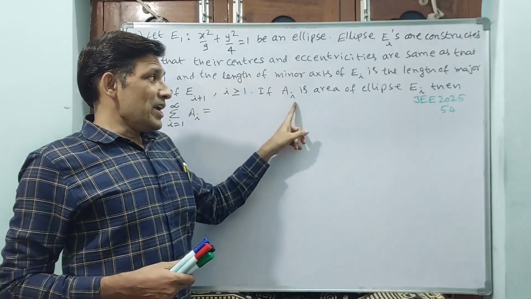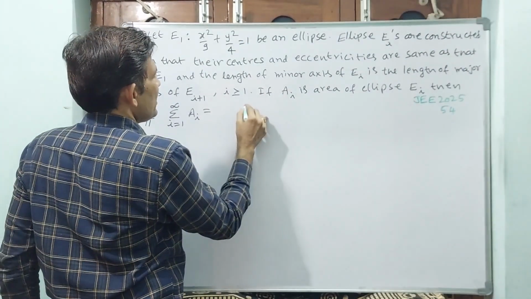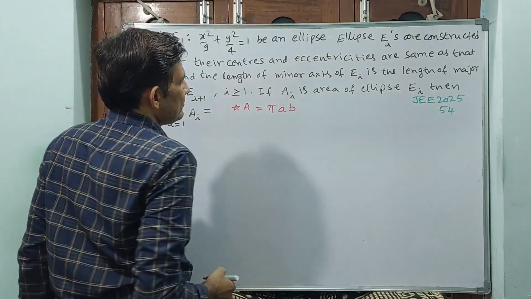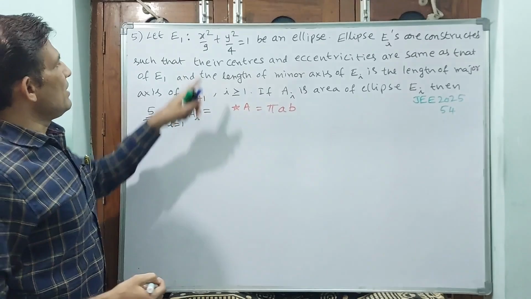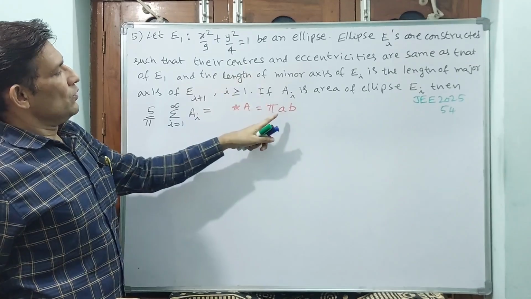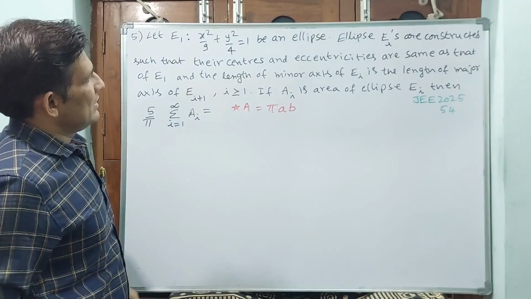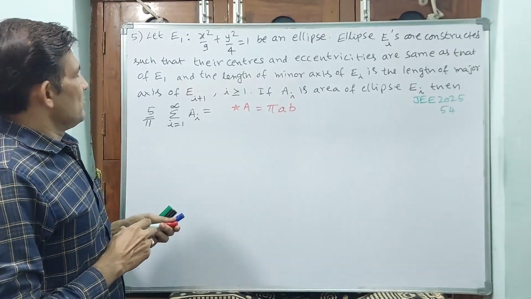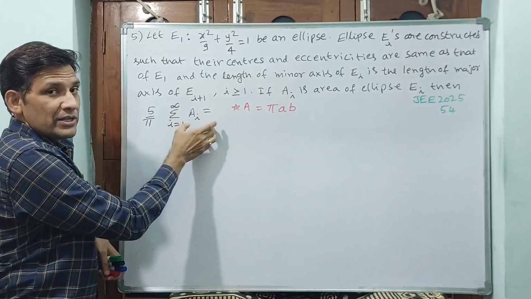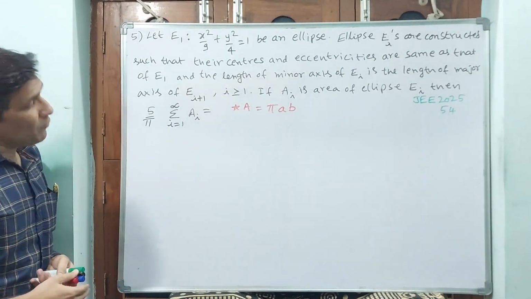If Ai is the area of the ellipse, the formula is what? I am writing here, area of the ellipse is pi AB. Here A is 3 and B is 2, so 3 into 2, 6 pi is the area of E1. Then what is the value of 5 by pi sigma i equal to 1 to infinity Ai? All the areas you have to add up to infinity. That should come 54. See how it is going to come.